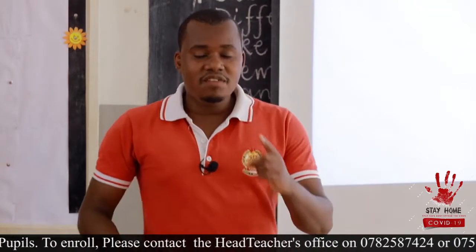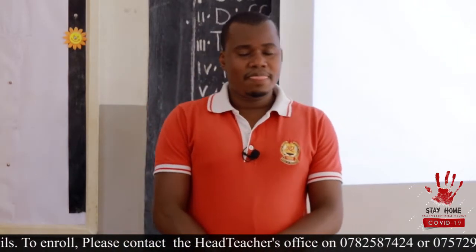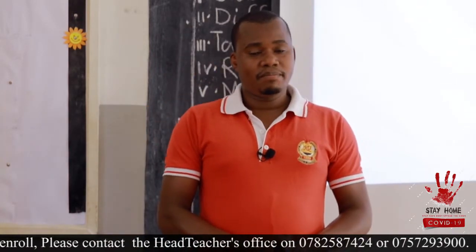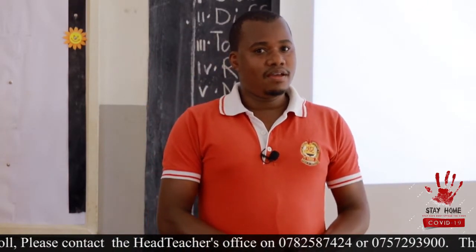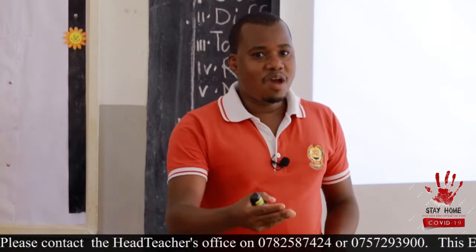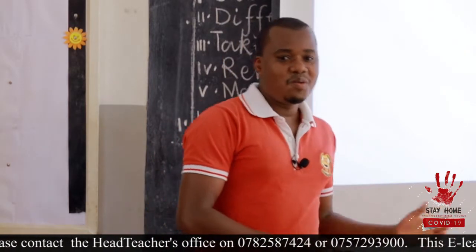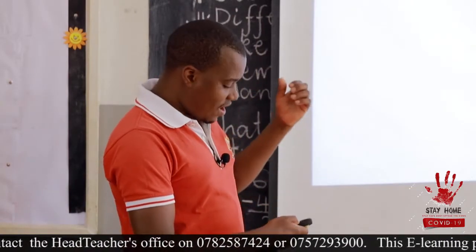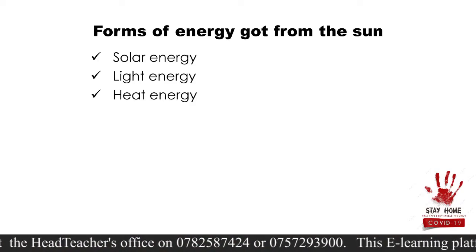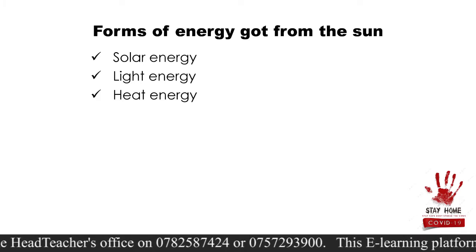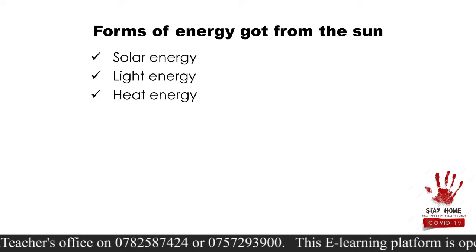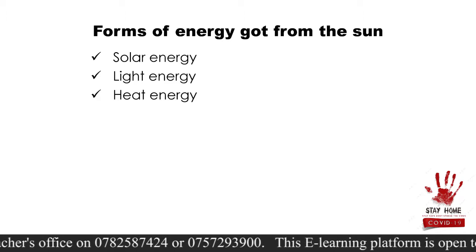Now, I'm going to give you just 1 minute to think about the forms of energy got from the sun, my dear children. Okay, there are 3. I think you have them there. Now, what you are going to do, compare your forms with mine. Forms of energy got from the sun. 1, we have solar energy. Can we say solar energy? Solar energy. Can we spell the word solar quickly? Solar.